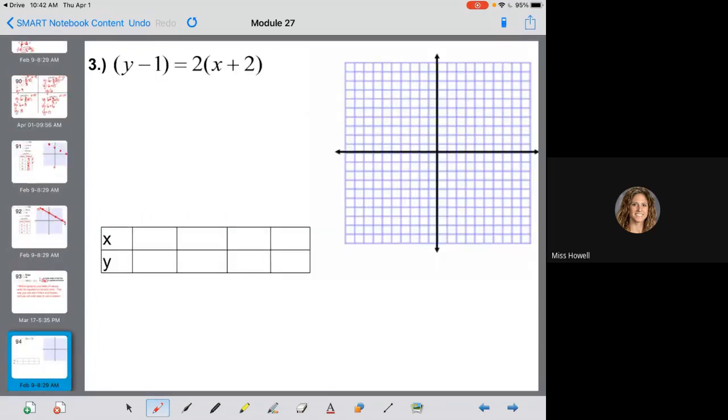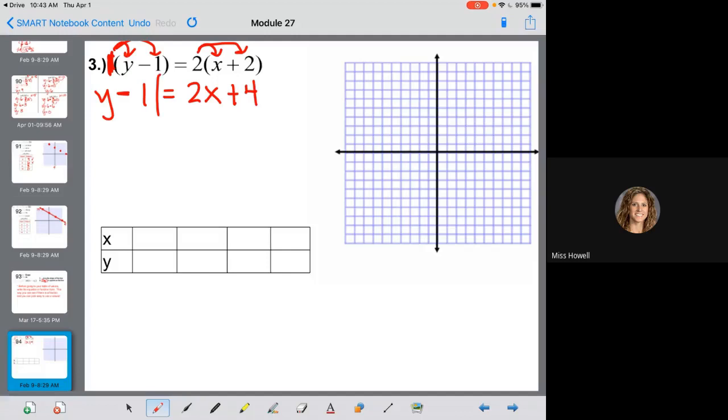So y minus 1 equals 2 times (x plus 2) is our linear equation in point slope form. I want to get our function form by distributing the 1 that's here, distributing the 2 that's here, and then solving for y. So 1 times y is still y. 1 times -1 is still -1. 2 times x is still 2x, and 2 times +2 would give us a +4.